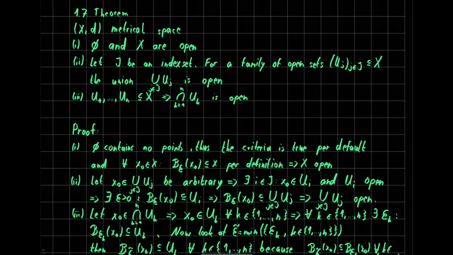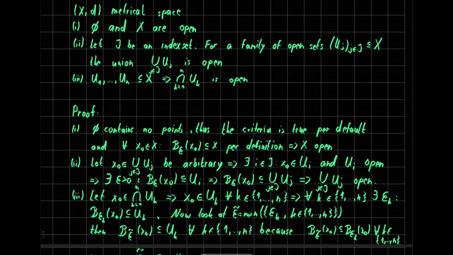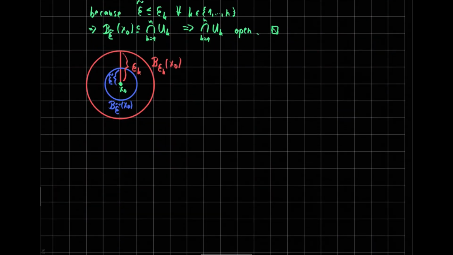And then to the last point, let x0 be an arbitrary element of the intersection of U_1 to U_n, then x0 is an element of every U_k for k between 1 and n. Since all the U_k are open, that means every U_k contains an open epsilon_k neighborhood around x0. Now take the minimum of all these epsilon_k's and set it as epsilon tilde. Now the epsilon tilde neighborhood around x0 is a subset of all epsilon_k neighborhoods, which further means that the epsilon tilde neighborhood is a subset of every U_k, and thus a subset of the intersection of all U_k's. It follows that the intersection of all U_k's is open, and we are done with the proof.